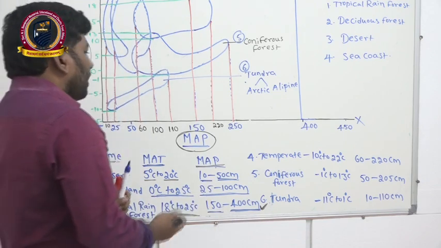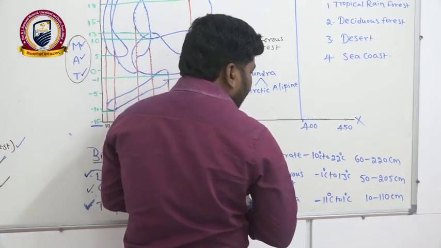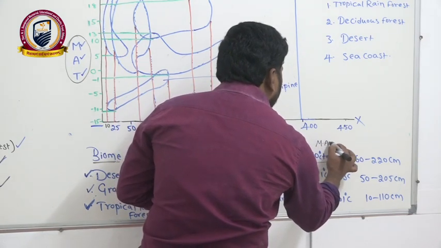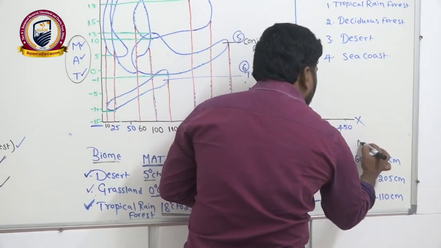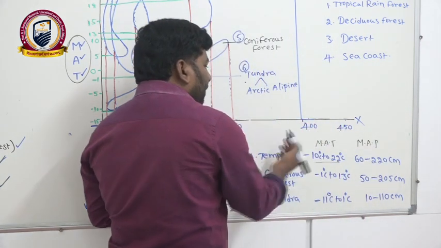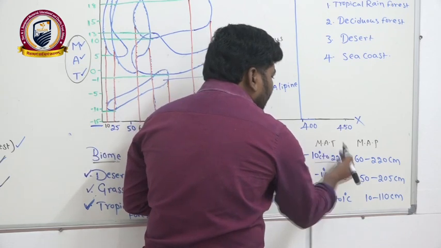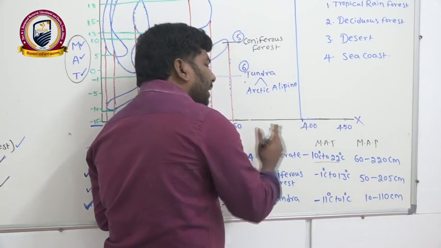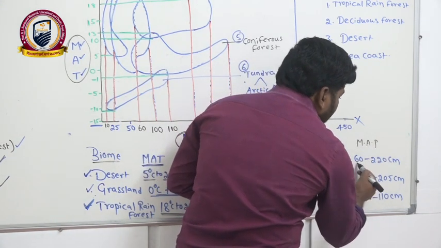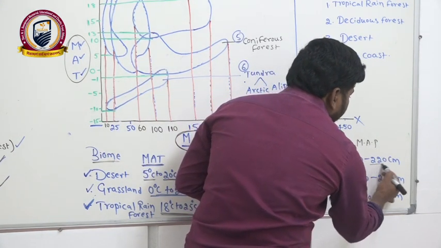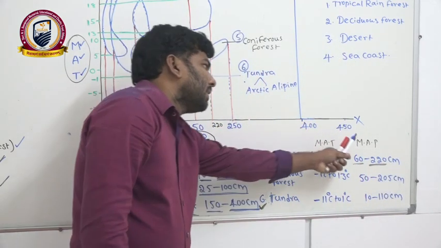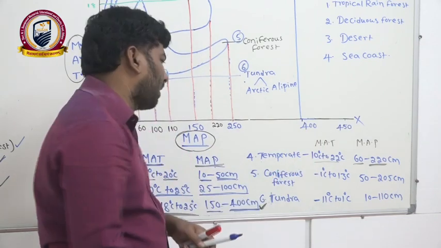And as well as if you see temperate, next one, temperate biome. Temperate biome, mean annual temperature, mean annual precipitation. Mean annual temperature of the temperate biome is 10 degrees centigrade to 22 degrees centigrade. As well as mean annual precipitation is 60 centimeters to 220 centimeters. This is the rainfall and snowfall along with that.